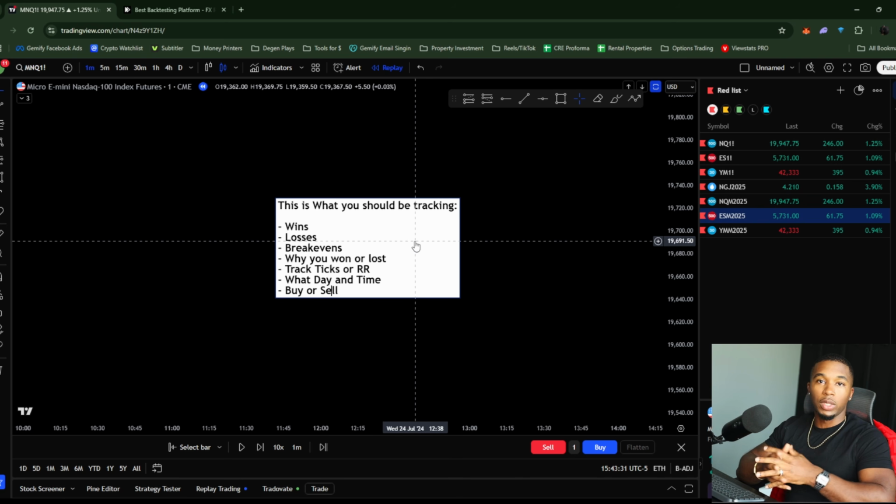Because a lot of times we can have a 40% win rate, a 50% win rate, but we have a good risk to reward ratio, so we come out positive with a lot of money, or a lot of ticks, or a good RR at the end of the day. So you want to see that as well. You don't just want to track your win rate.